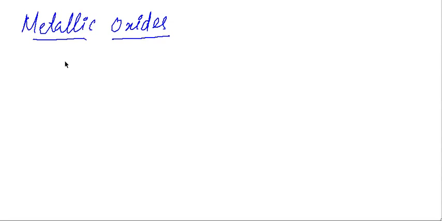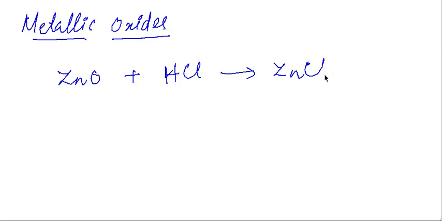Now the next type of reaction is reaction with metallic oxides. How do acids react with metallic oxides? Now when you have metallic oxides, let's say you have zinc oxide and you add HCl to it, you will get zinc chloride plus water. Now how do you prove that salt and water are getting formed?